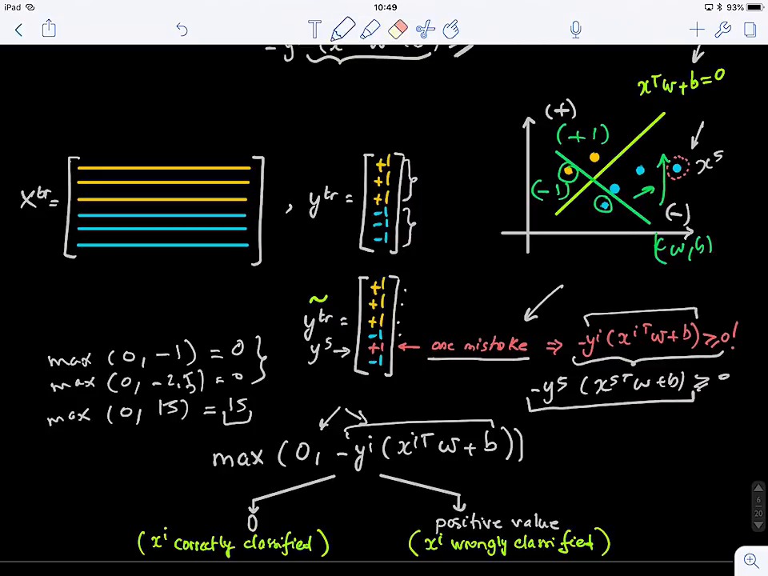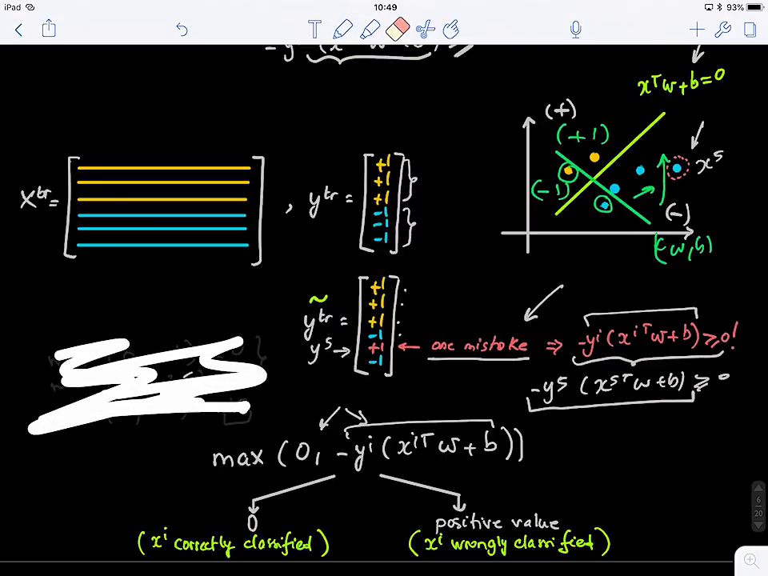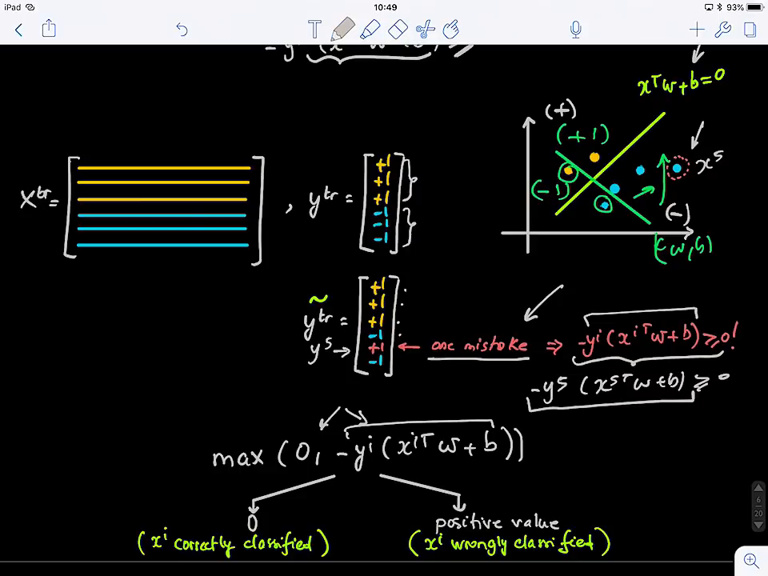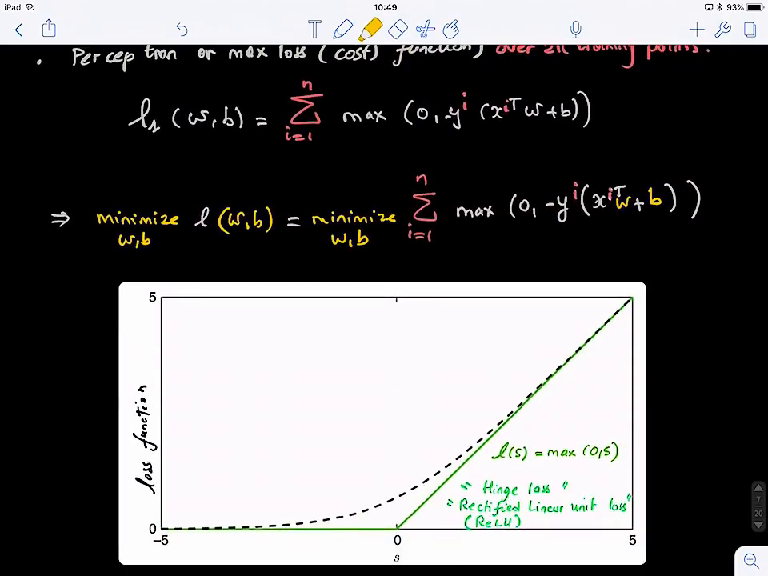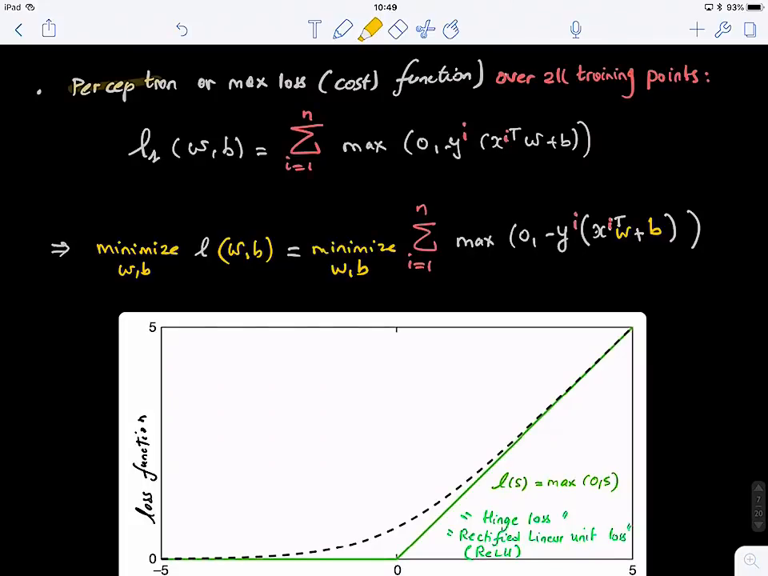So this is what we call the max loss function. And here, we will have a 0 for correctly classified samples and a positive value for wrongly or incorrectly classified samples. And this is how we define it. So this is what we call the perceptron or max loss function or cost function. And we need to sum it over all training points. So we take the sum of the max function over all our training points.